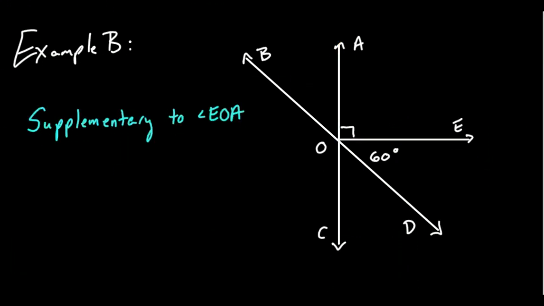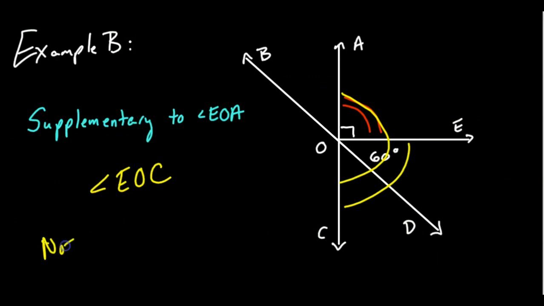Supplementary to EOA. We've got angle BOA. No, that's not going to work because that's not the full line. There we go. Angle EOC. Those two angles added together make the straight line. So that's going to be angle EOC.